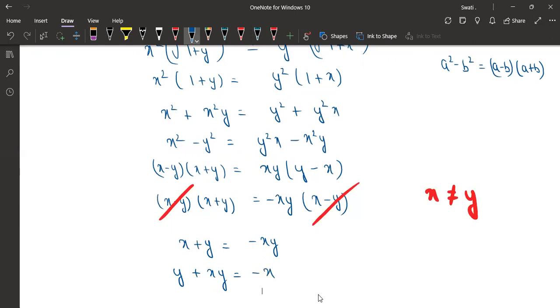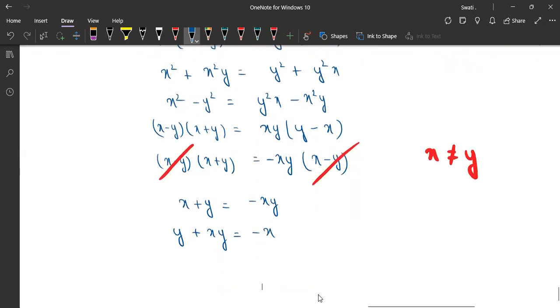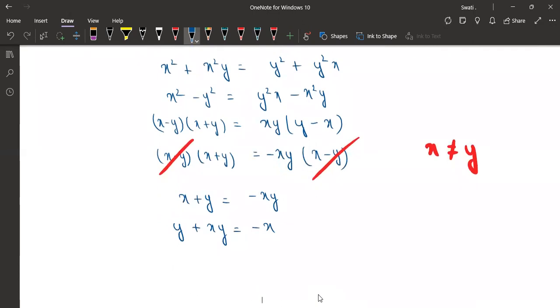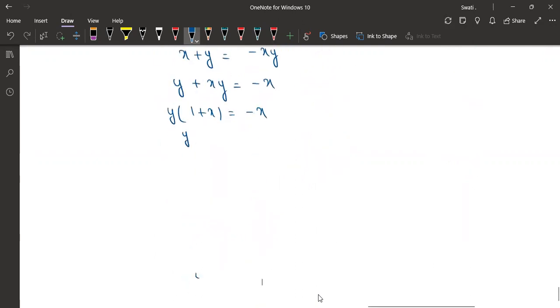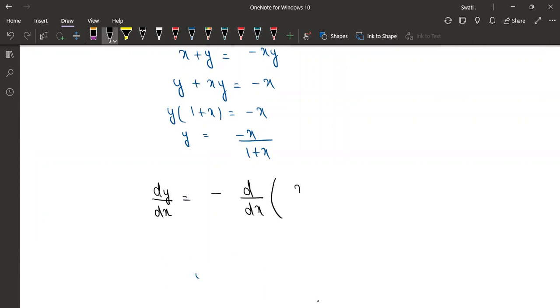Now here what I'll do, I will take y common, so I will be getting y here, and then inside the bracket we have 1 plus x, is equal to minus x, right? So what is the value of y? The value of y will be simply minus x over 1 plus x. Now I'll take the derivative on both sides with respect to x. So this will become dy dx. And here minus, and I'll just write outside, and then d/dx of x upon 1 plus x, right?